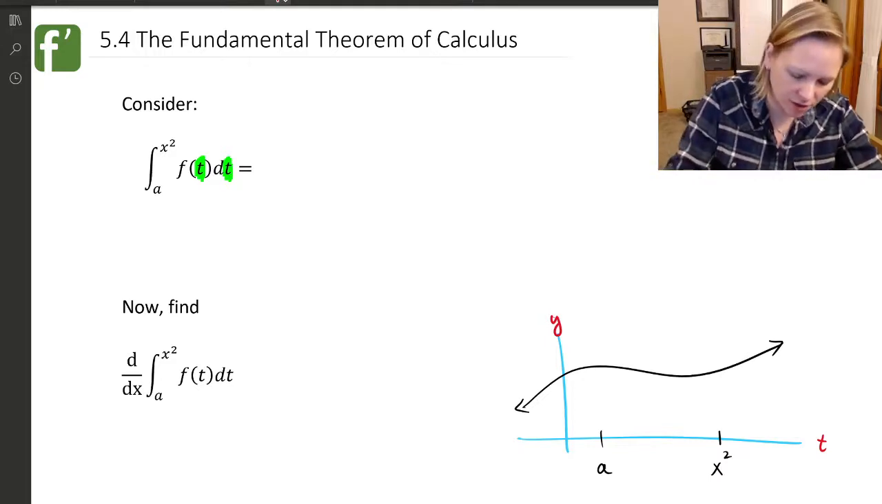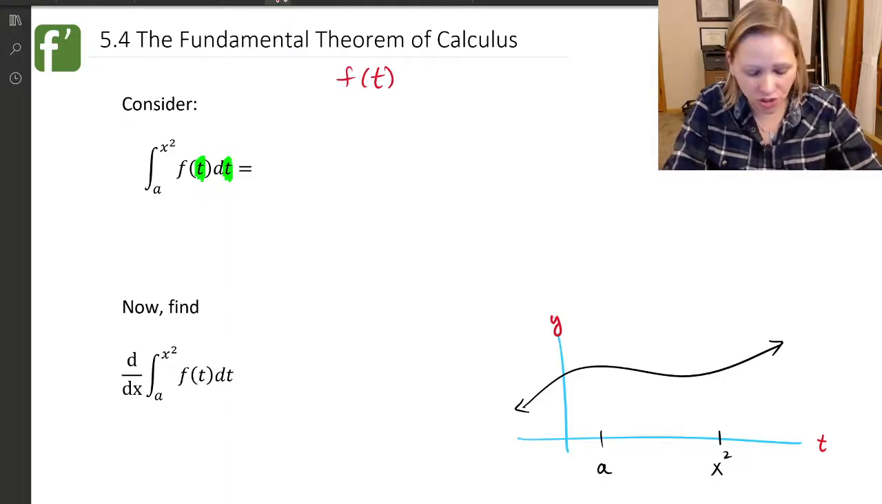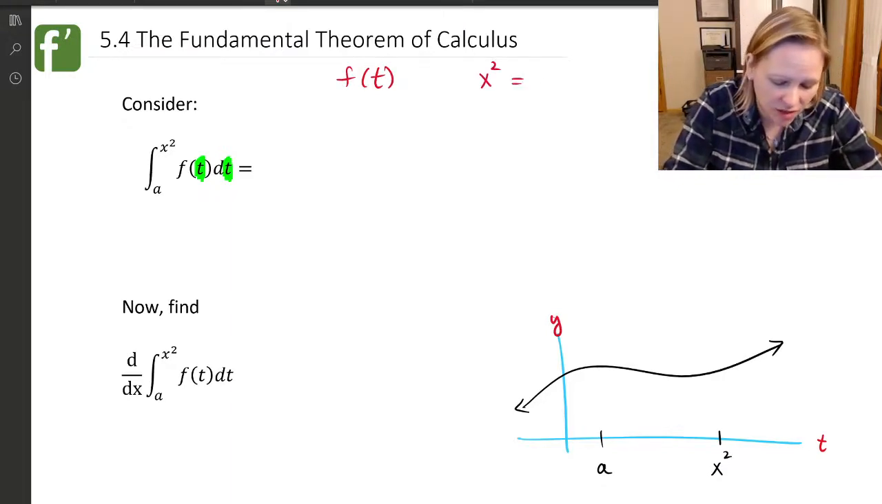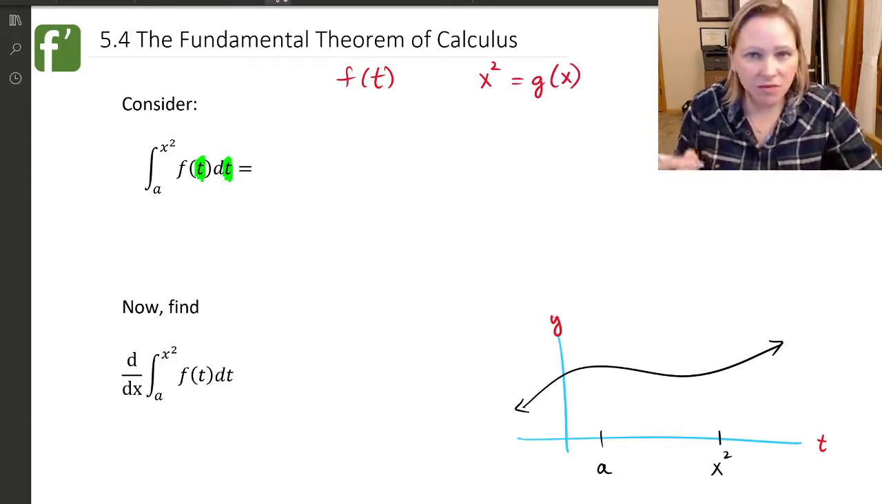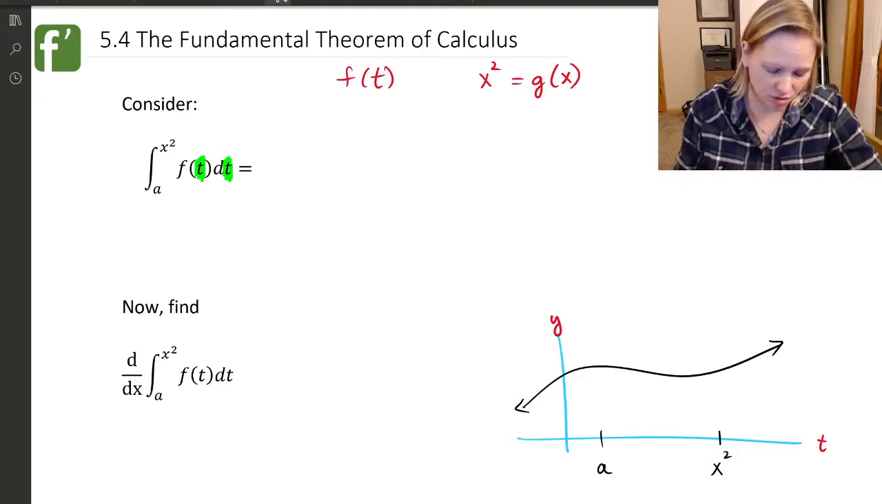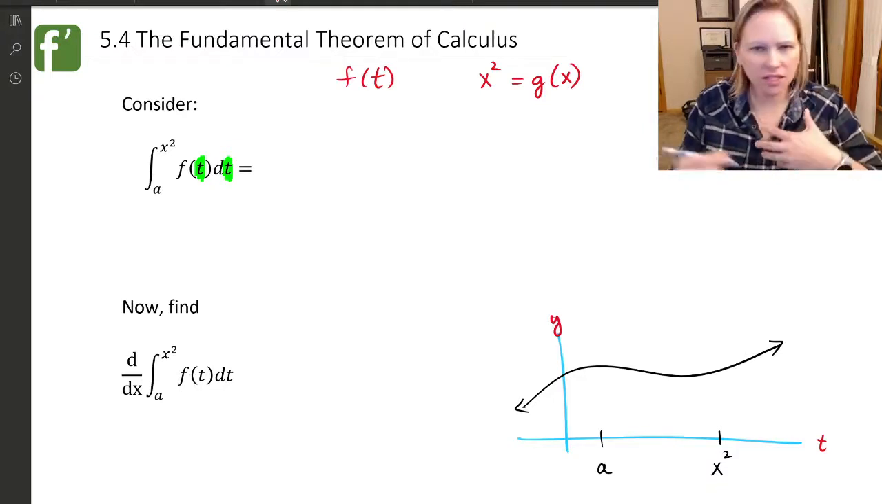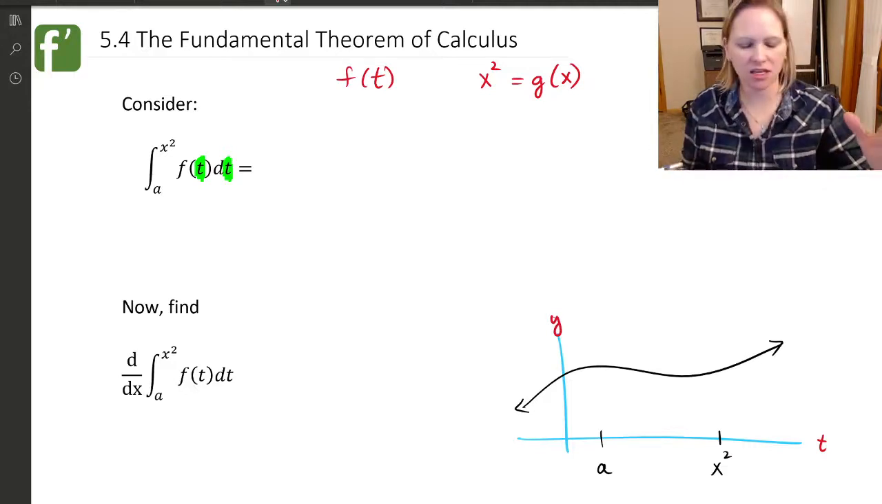So we have to understand that we have a different variable happening here, and x is a completely different function. So we have a function f of t, and then we have x squared, which we could call some other function, g of x. So let's keep that in mind. We're going to have to deal with compositions of functions here. So let's consider this, and let's take it back to the most basic thing that we've understood.